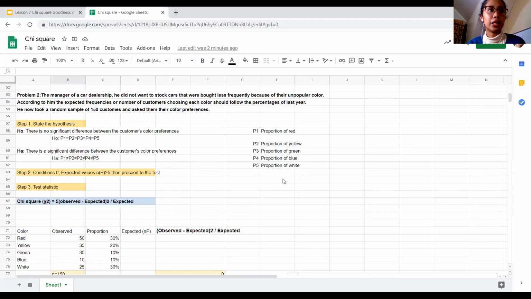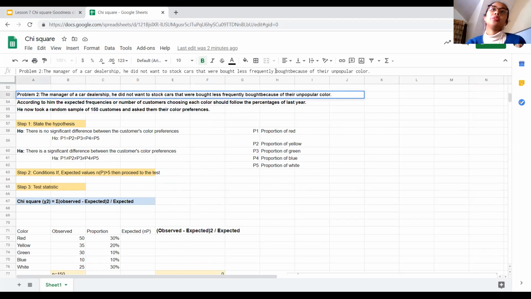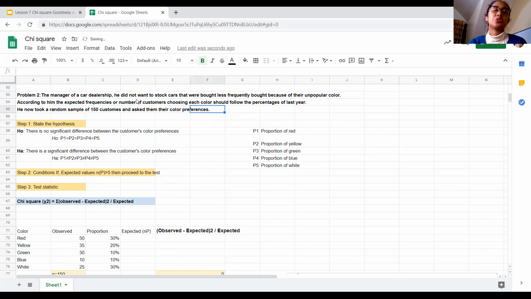Next, problem 2. The manager of a car dealership did not want to stock cars that were less frequently bought because of their unpopular color. So, this manager, class, doesn't want to order or stock up on colors that don't sell. According to him, the expected frequencies, or the number of customers choosing each color, should follow the percentages of last year. So, these are our expected values.